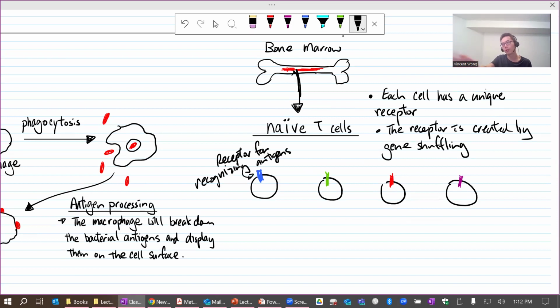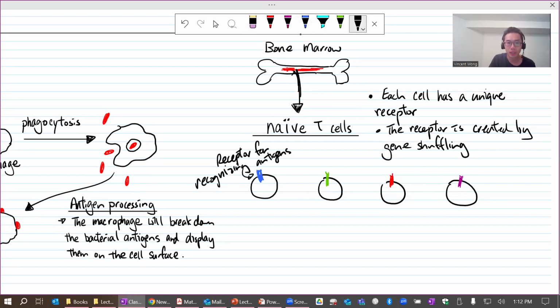Okay, and I don't know if you remember, but at the end of lecture 2, when we talked about the thymus, I said the T cells have to do an auto-reactive test, right? So like the receptor, if it recognizes our own antigens, we got to kill the naive T cells. They're not allowed to come out.